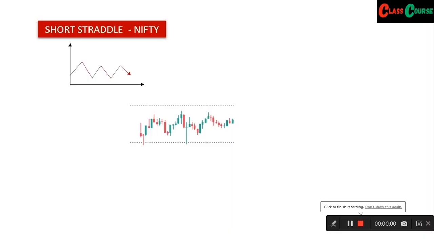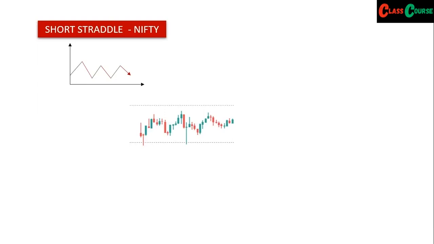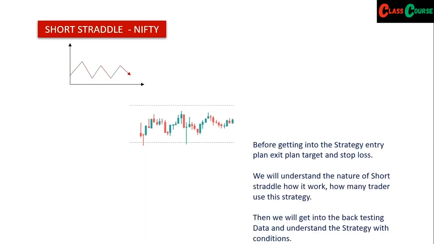In options, the first strategy in this course is the short straddle, and I'm going to give you the example with the Nifty, and we are going to trade this strategy in Nifty only. Why not Bank Nifty? About that we will see later. Before getting into the strategy, entry plan, exit plan, target and stop loss, we will first understand the nature of the straddle, how it works, and how many traders use this strategy. Then we will go into the backtesting data and understand all the conditions of our entry and exit, each and everything. Okay, let's start.